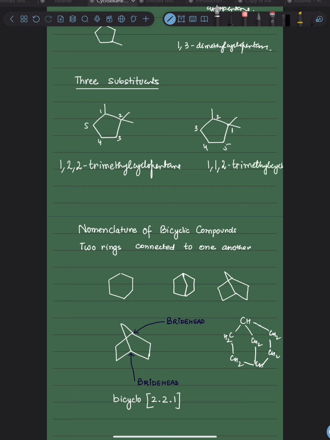And we cannot go this way, 1, 2, 3, 4, 5, because this gives my substituents 1 and 5. Okay, so that is totally ignored. That is not acceptable at all. Now out of these two, which one is correct? This is giving me the numbers 1, 2, 2. This is 1, 1, 2. So this one is less than 2. So we will go with this numbering. Why have we used the word tri? Because there are 3 methyl groups, right?